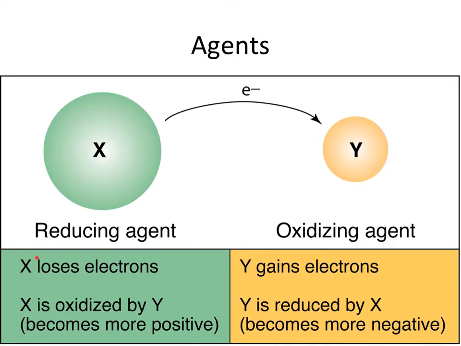Again, a reducing agent loses electrons because it's oxidized. It reduces the other one, which means that one gains electrons, it's reduced, and it's also called the oxidizing agent.